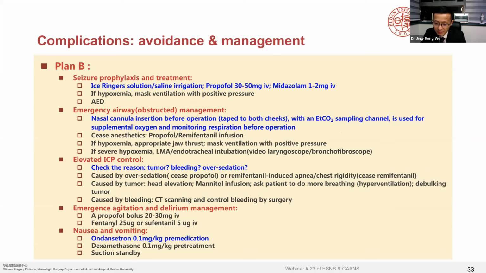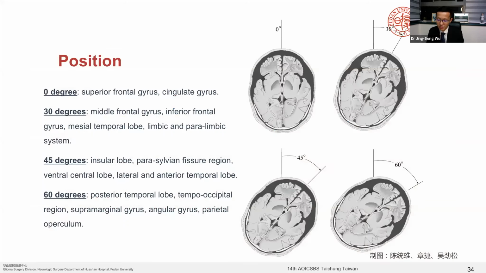awake craniotomy. These slides show the plan B for avoidance and management of complications during awake brain stimulation. For example, how to control the seizure, how to manage the emergency airway, and how to decrease the elevated intracranial pressure. And in case of vomiting, sometimes vomiting is very dangerous for our awake patient, because I never use the laryngeal mask for an awake patient.